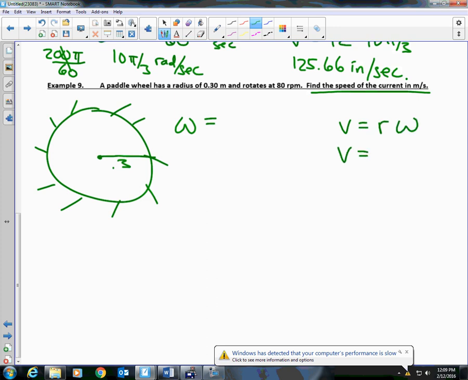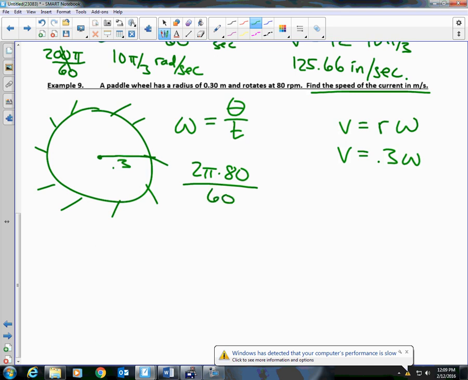What is r? 0.3. So what I need to know is omega. So I'm going to calculate omega. Omega is equal to theta divided by t. Theta is my angle. What is one rotation around? 2 pi. How many rotations do I have? Divided by how many seconds go by?